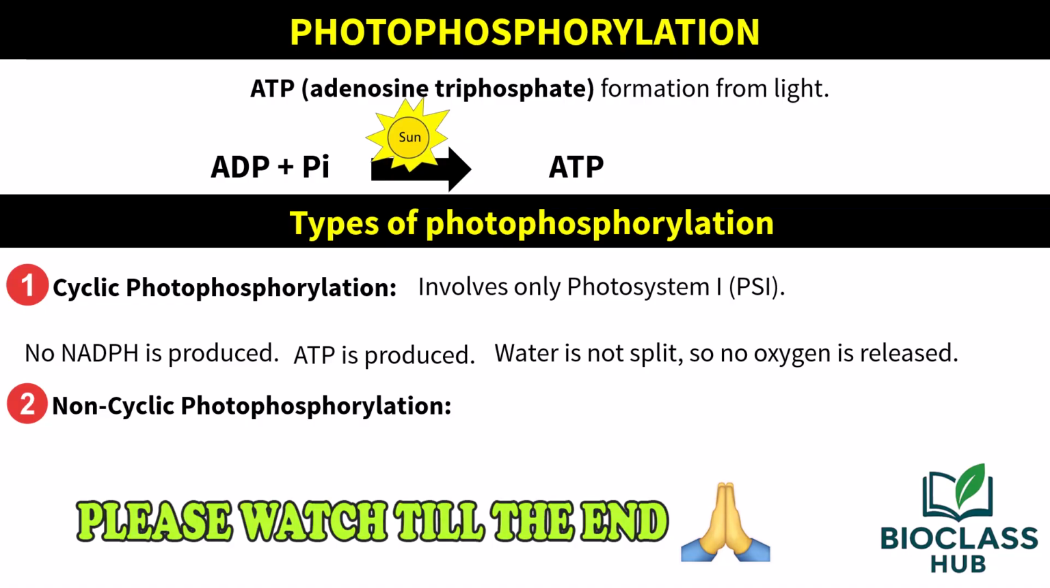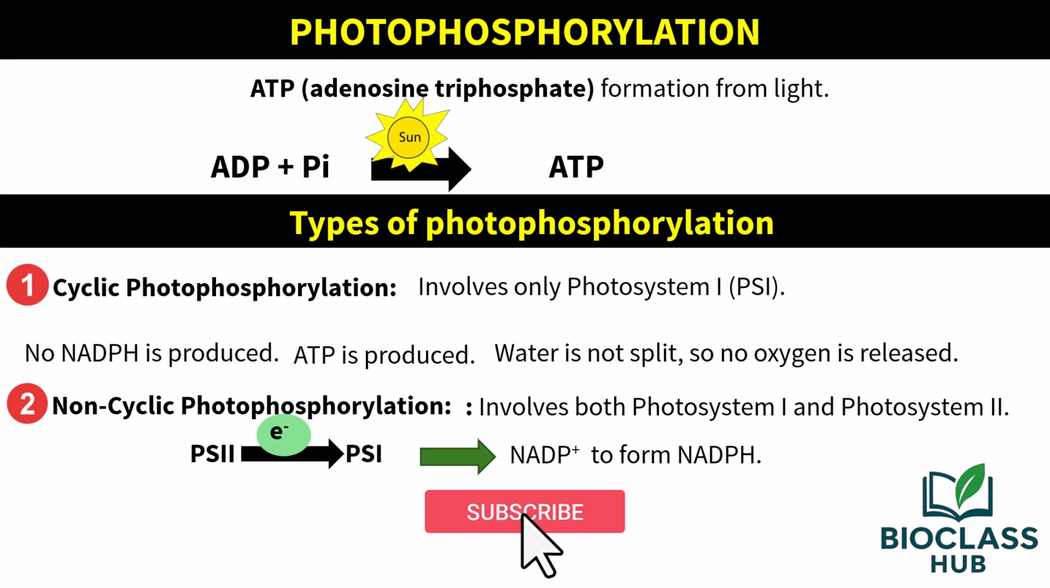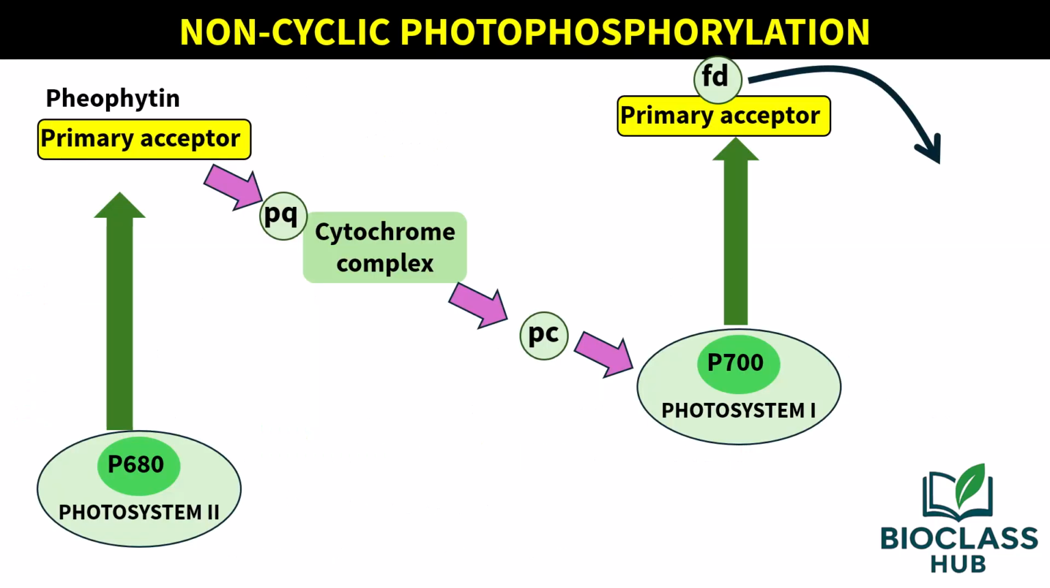Non-cyclic photophosphorylation involves both Photosystem I and Photosystem II. The electron from Photosystem II travels through an electron transport chain to Photosystem I and then to oxidized NADP to form NADPH. Water is split to replace lost electrons in Photosystem II. It produces ATP, NADPH, and oxygen. This is the main pathway during photosynthesis. Light simultaneously strikes both photosystems to cause excitation and loss of electrons.